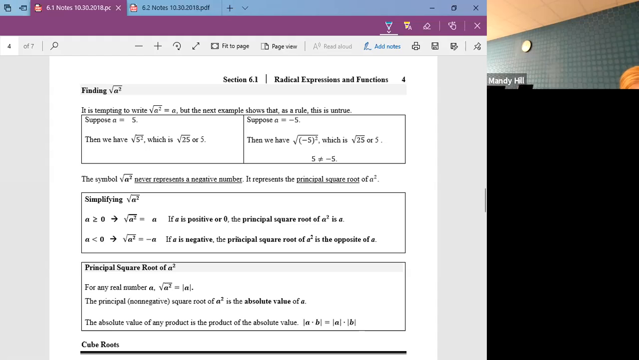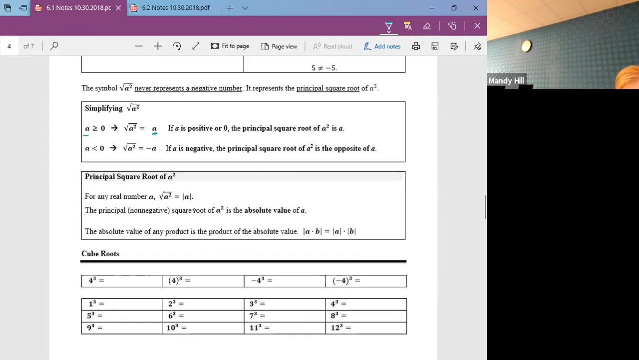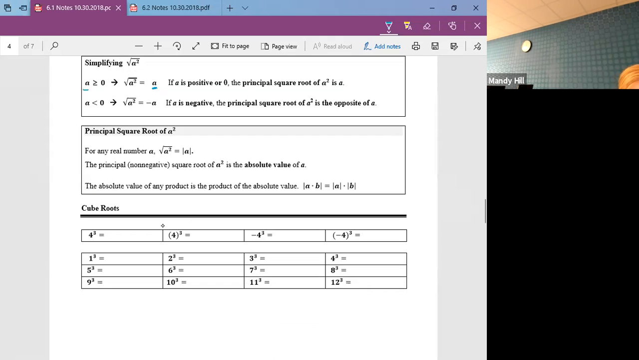If a is greater than 0, the square root of a squared is going to be a. If a is less than 0, the square root of a squared is going to be negative a. If a is negative, the principal square root of a squared is the opposite of a. Okay, so we're taking the absolute value of that.